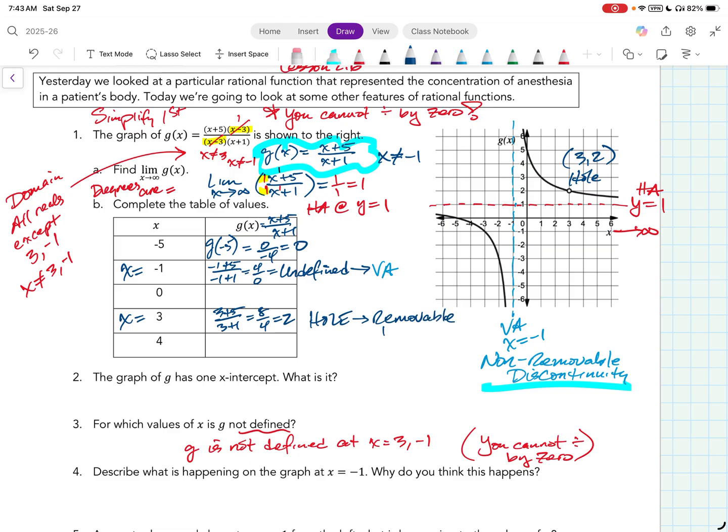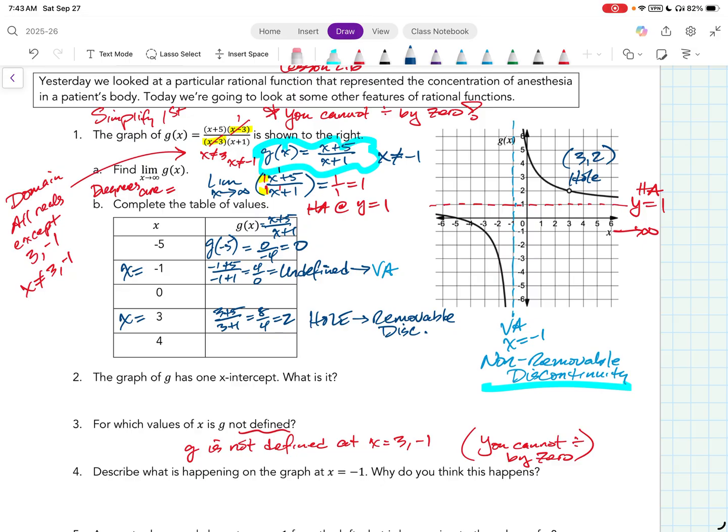Removable. It's still a discontinuity. It's a hole. The function's not defined there. So we simplified it, and we found it by substituting 3 into the simplified function. We got 3, 2. So that is your hole. We have a vertical asymptote at -1, a horizontal asymptote at y equals 1, and a hole at 3, 2.